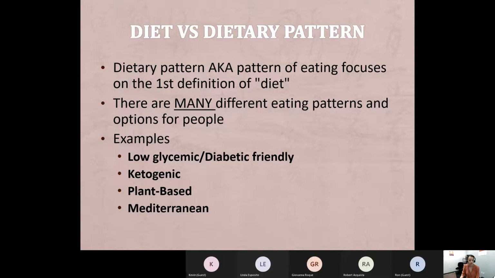So diet versus dietary pattern. Dietary pattern, aka your pattern of eating, focuses on that first definition of diet, just what we eat. There are many different eating patterns out there for people, but examples are low glycemic or diabetic friendly, ketogenic diet, a plant-based diet, and a Mediterranean diet. Now, the keto can definitely be a fad diet, but we'll talk about that in a moment.